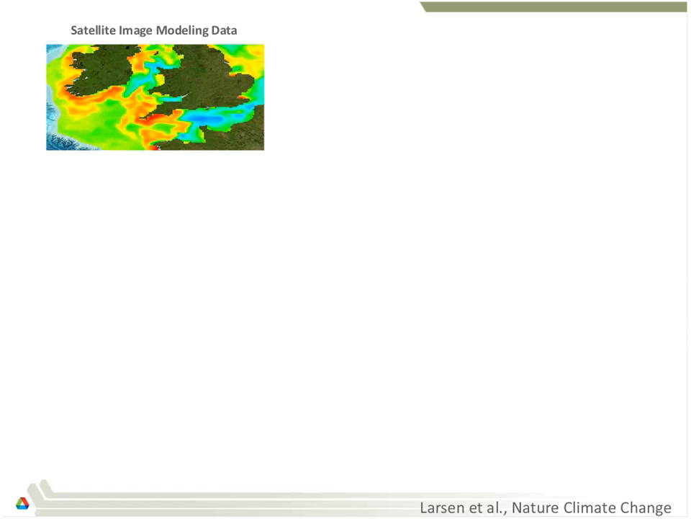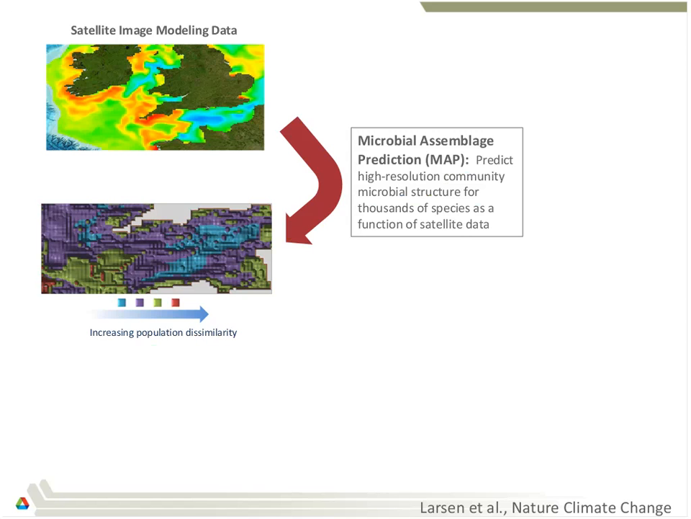Now, if we encapsulate that, we can take that satellite image modeling data, and I didn't really talk about that, but that's the hyperspectral imagery that predicts what the characteristics of an oceanic environment, or indeed a terrestrial environment, might be. So you can predict things like temperature and the amount of chlorophyll and even the concentration of different chemicals. We take that satellite data and that predicts our niche. Once we have the niche, we use microbial assemblage prediction to predict the community structure across space and time.